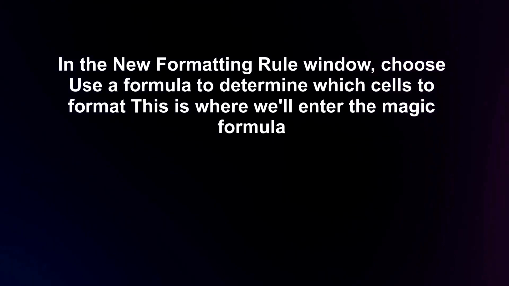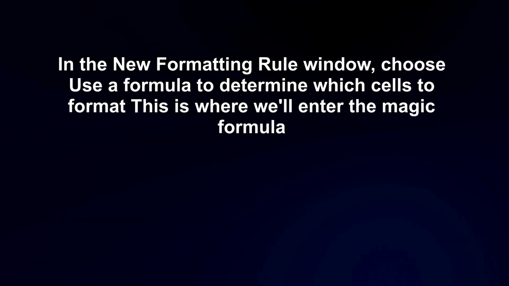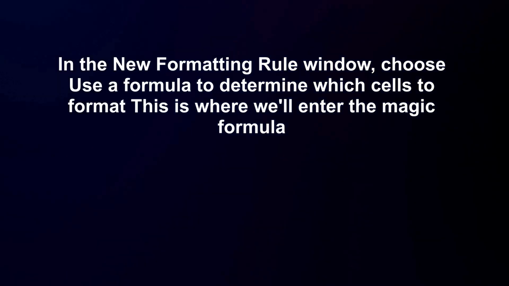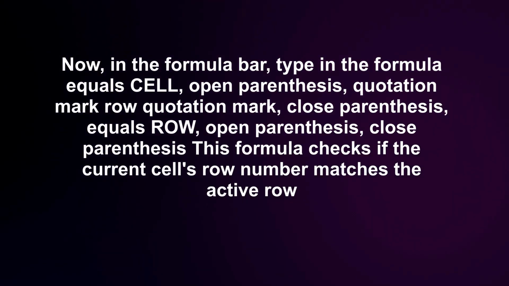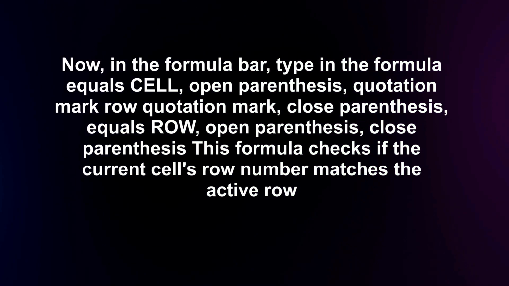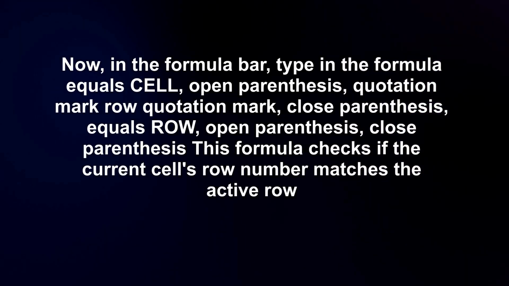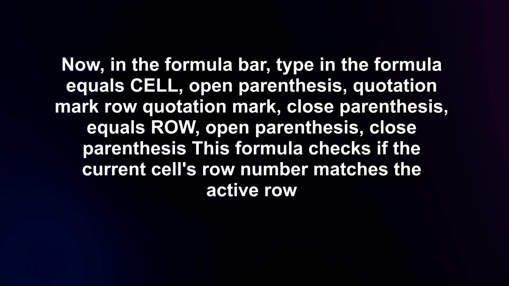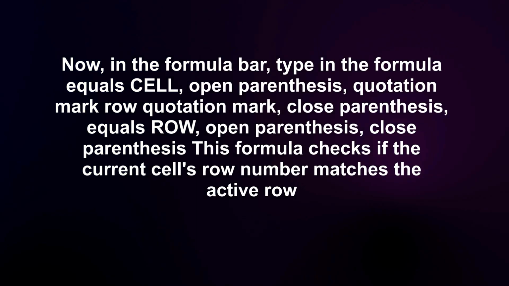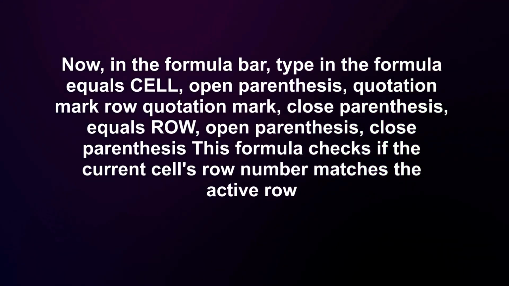In the New Formatting Rule window, choose Use a Formula to determine which cells to format. This is where we'll enter the magic formula. Now, in the formula bar, type in the formula equals CELL, open parenthesis, quotation mark, row, quotation mark, close parenthesis, equals ROW, open parenthesis, close parenthesis. This formula checks if the current cell's row number matches the active row.